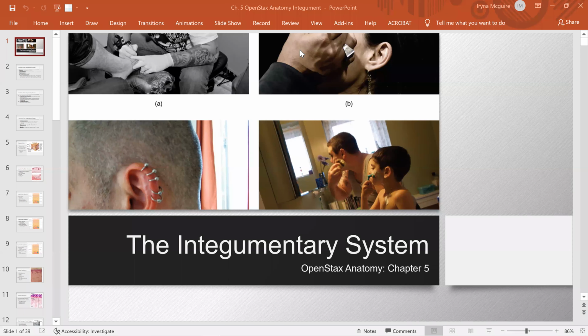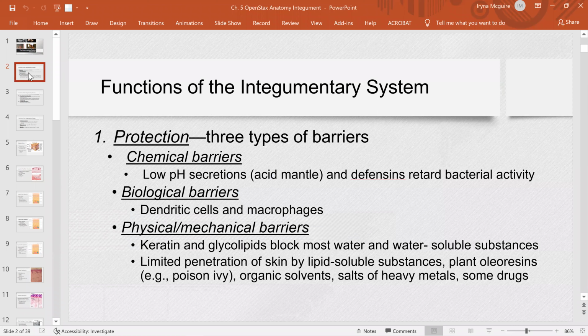Hello, everybody. Welcome to today's lecture, and we're covering the integumentary system. So let's go ahead and begin. Let's talk about functions. The first function here is protection.